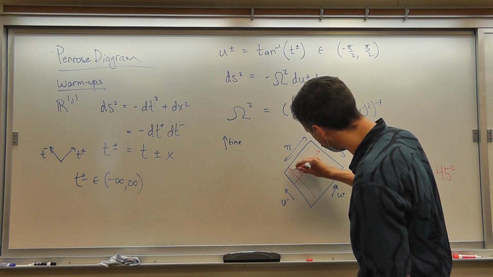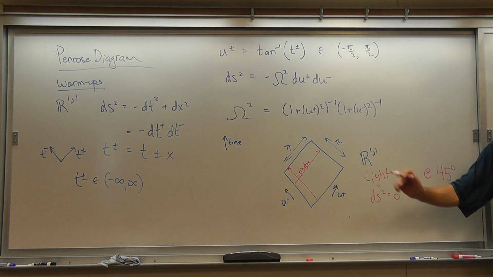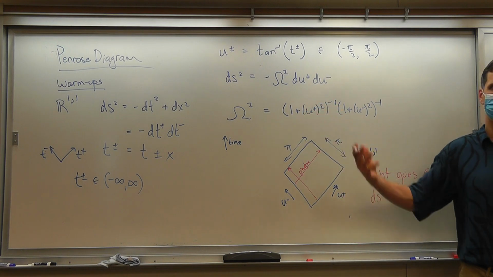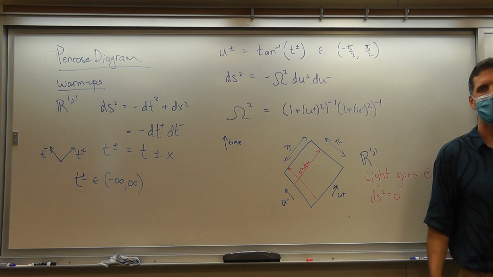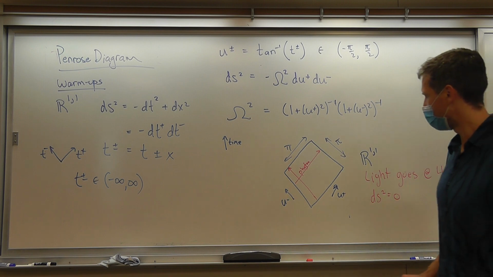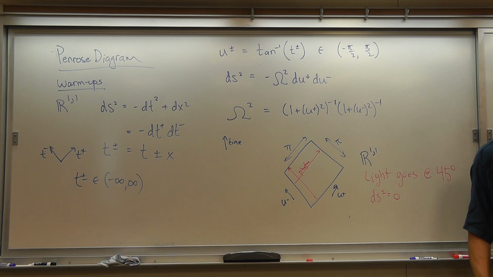And this is also the path of a photon. And they go at 45 degrees on the diagram. Of course, I'm doing flat space-time right now, so that's just what we're used to. It's a space-time diagram. Stuff goes at 45 degrees. But the point of Penrose diagrams is that we'll do that even when the space-time is curved. And the advantage is that it becomes very easy to understand the causal structure of the space-time just by looking at the diagram.